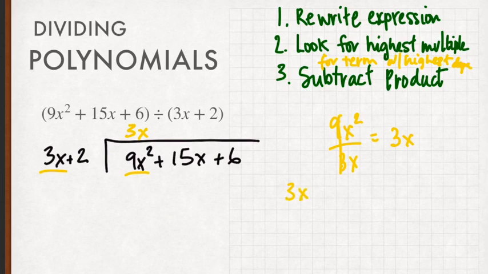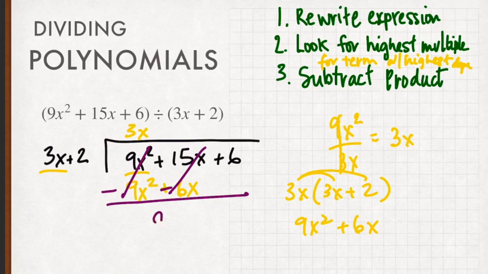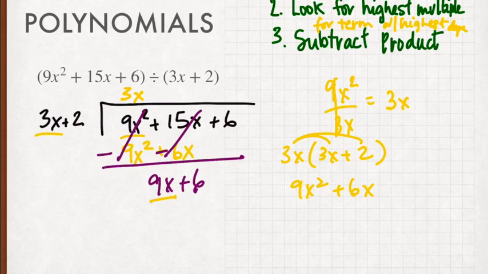Then I'm going to multiply 3x times 3x plus 2. That's 9x squared plus 6x. Then I'm going to subtract the product. So now I have negative 9x squared and negative 6x. Negative 9x squared plus 9x squared gives me a 0. 15x minus 6x gives me 9x. And then I repeat the process. I look at the term with the highest degree. In this case, that's a 9x. And this is still going to be the 3x.